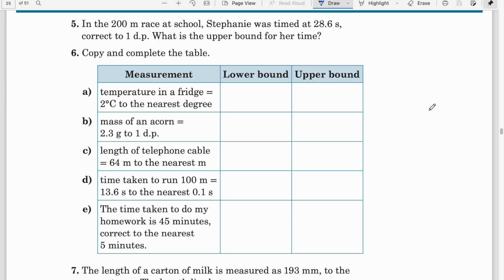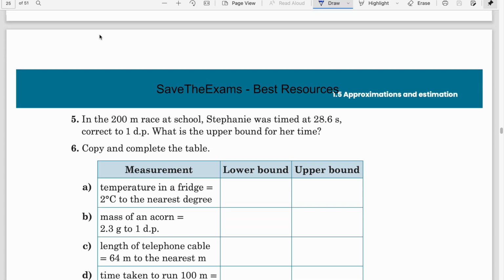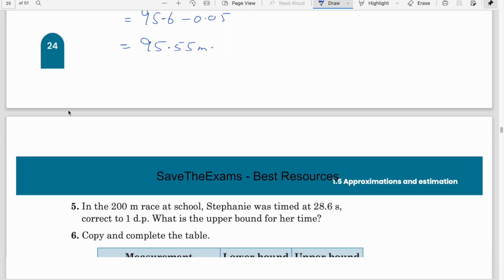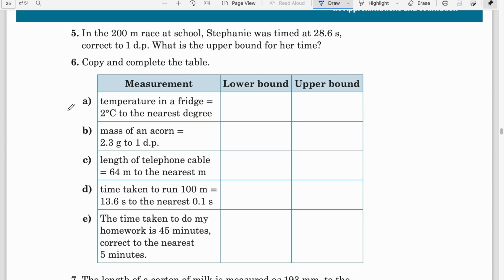In a 200-meter race at school, Stephanie was timed at 28.6, correct to 1 decimal place. Now, in the previous questions, he's already telling you what the accuracy is, and we are adding and subtracting half of it. In this case, this is a double step question. We need to find the accuracy first. It says correct to 1 decimal place, which would be 0.1, and half of that is 0.05. So this is what we are going to add and subtract. So the upper bound for her time is the given value plus the bound, and we get 28.65 seconds.